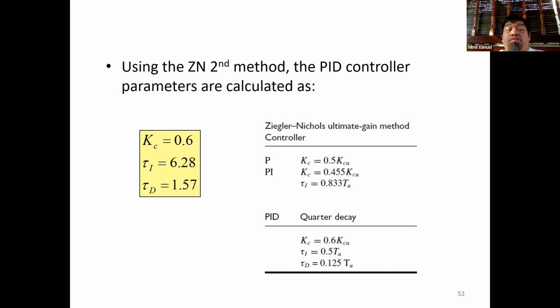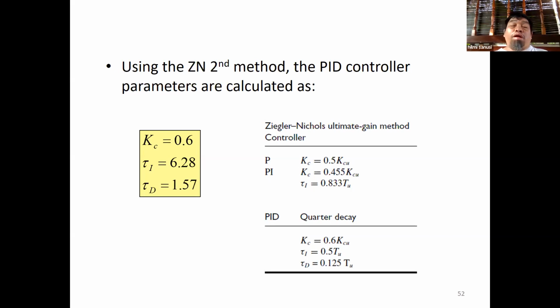TI is 0.5 times the period of oscillation. TD is 0.125 of the period of the oscillation. You can see here TD is about, how many times? 4 times smaller than TI. So this is quite normal.